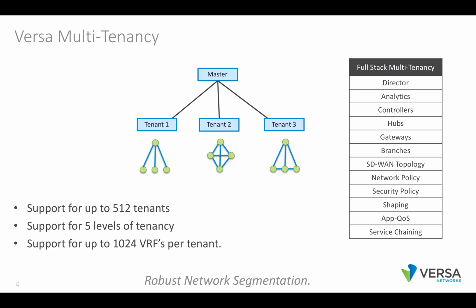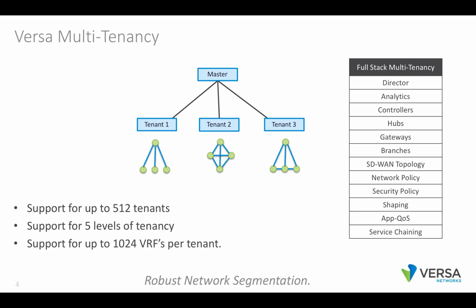Versa's solution was built for multi-tenancy from the ground up. Every element of our solution is built for carrier class multi-tenancy. This includes director, analytics, controllers, hub routers, MPLS to internet gateways, branch appliances, SD-WAN topology, VPN topology, network policy, security policy, shaping, app QoS, and service chaining, which can all be different per tenant.